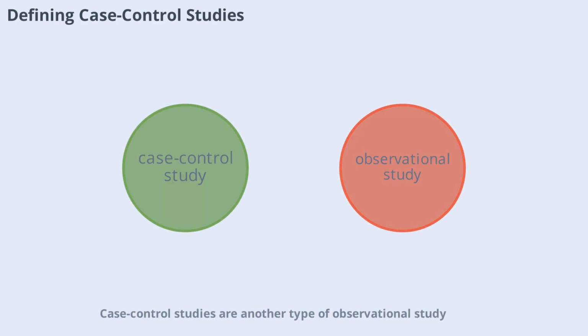Case control studies are another type of observational study, but they work in reverse compared to cohort studies. Researchers start by identifying individuals with the outcome of interest, called cases, and those without, called controls. They then look back in time to determine exposure status. This design is especially useful for studying rare diseases or outcomes that take a long time to develop. Case control studies are efficient and cost-effective, but they rely on accurate recall or records of past exposures.